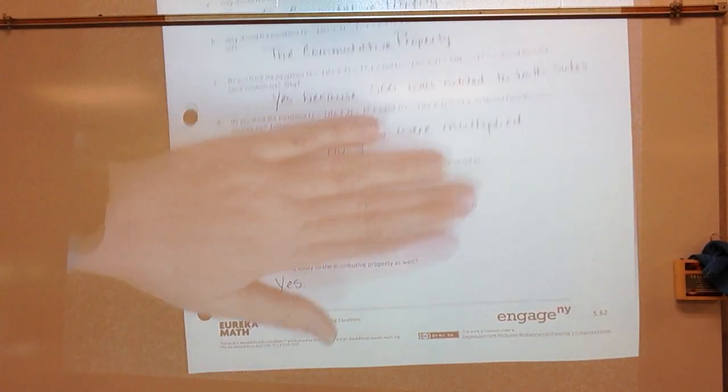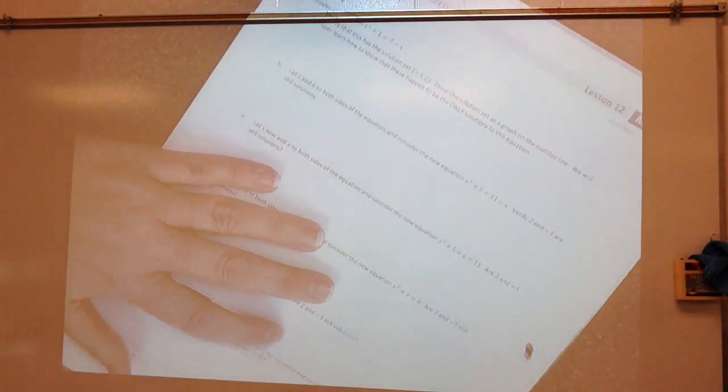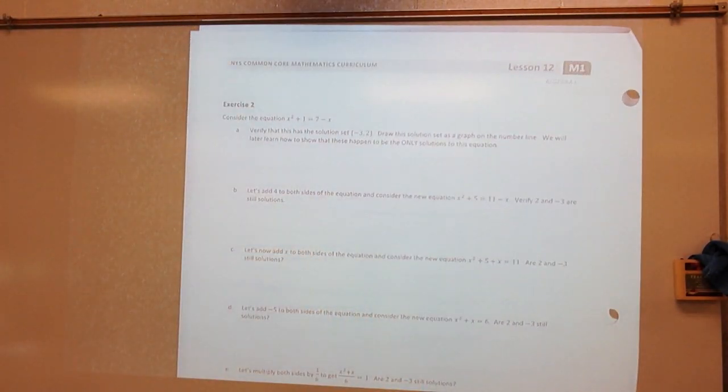Let's go ahead with exercise number 2. Consider the equation x squared plus 1 is equal to 7 minus x. Verify this has the same solution set, negative 3, 2. Draw the solution set as a graph on a number line. We will later learn how to show that these happen to be the only solutions to this equation.